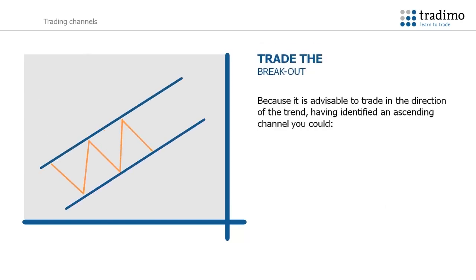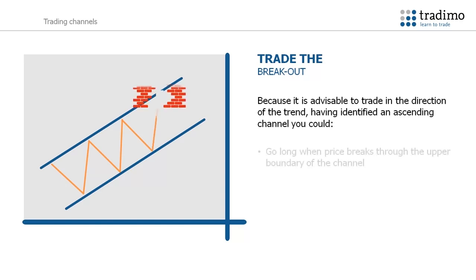You can also trade when the price breaks out of the channel. If you anticipate that the price will not reverse at the boundaries, but will continue at an accelerated rate in the direction of the trend, you buy when the price crosses the upper boundary, or you sell when the price goes through the lower boundary. As always, it is best to also do this in the direction of the trend.